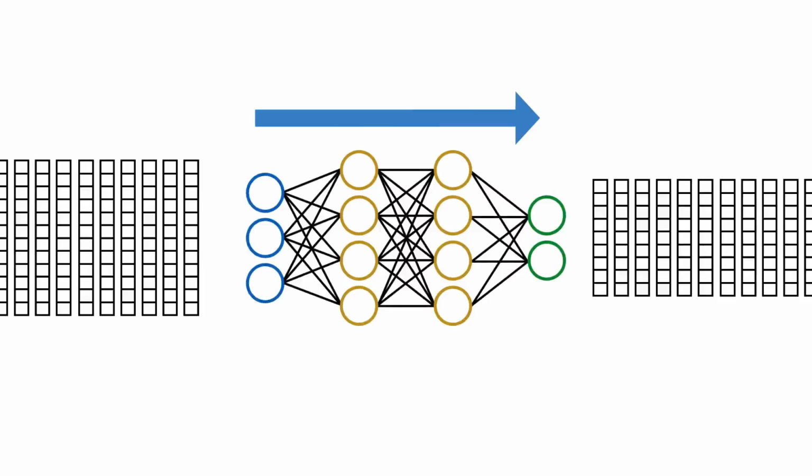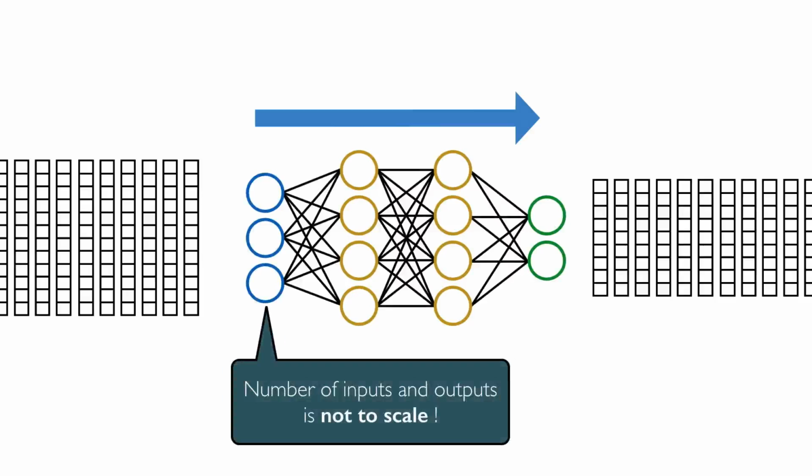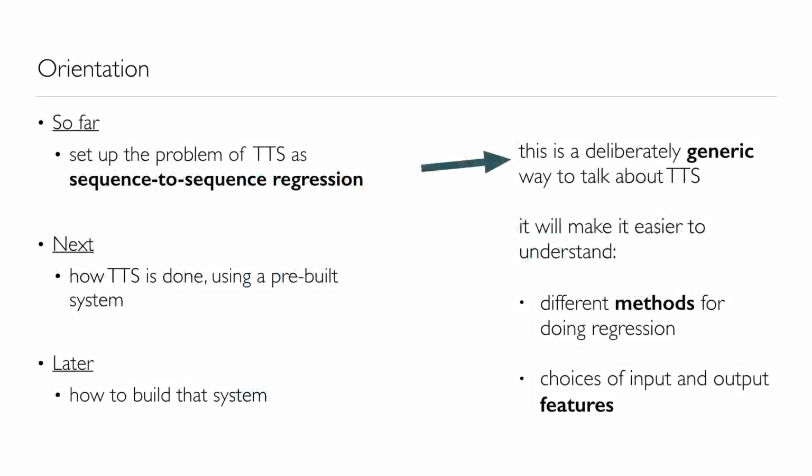Now we're going to draw various pictures of neural networks, and they're never going to be to scale because the real neural networks have thousands and thousands of units, so these are abstract. There aren't 3 inputs and 2 outputs, there's hundreds of inputs and hundreds of outputs. Okay, so I've talked about this very generic way to talk about text-to-speech, and that will hopefully give you a mental model in which you can plug the various parts of this tutorial.